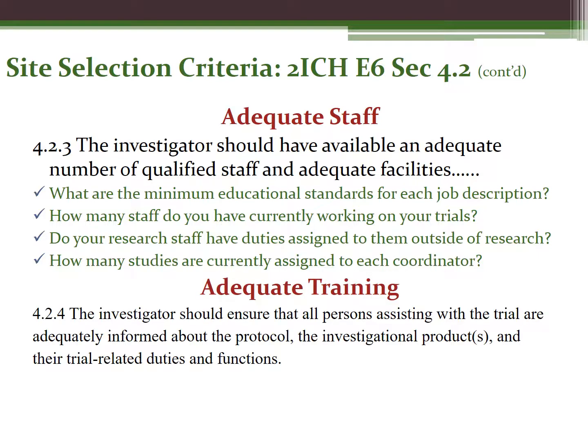The investigator should ensure that all persons assisting with the trial are adequately informed about the protocol, the investigational products, and their trial-related duties and functions.